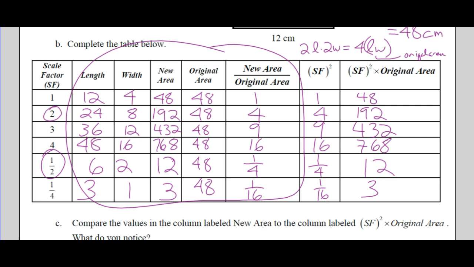When you triple, this is times 3, this is times 3. 3 times 3 is 9. And then you still got the original area, right? L times W.